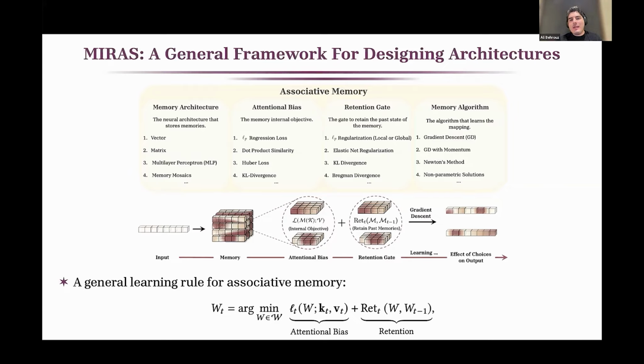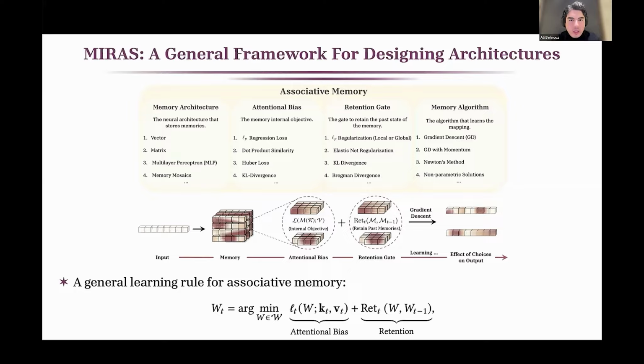And finally, the last design choice here is the memory algorithm. So for example, you can say that I have gradient descent with momentum. I want to use Newton methods, or even I want to find the non-parametric solution to that objective function.